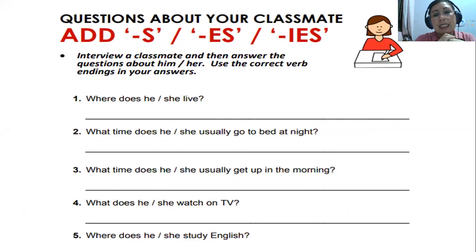What time does he or she usually go to bed at night? Pregúntele a su compañero. What time, cuando le pregunte, obviamente, como se va a dirigir a él, le va a decir, what time do you usually go to bed at night? Porque le estoy preguntando a ti, pero cuando escribo la respuesta, porque estoy hablando de él, digo, she usually goes to bed at 10 p.m.